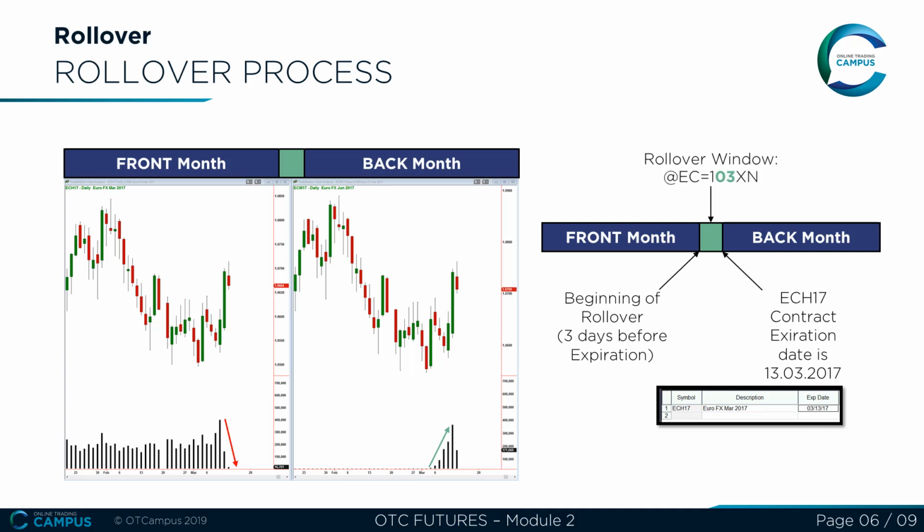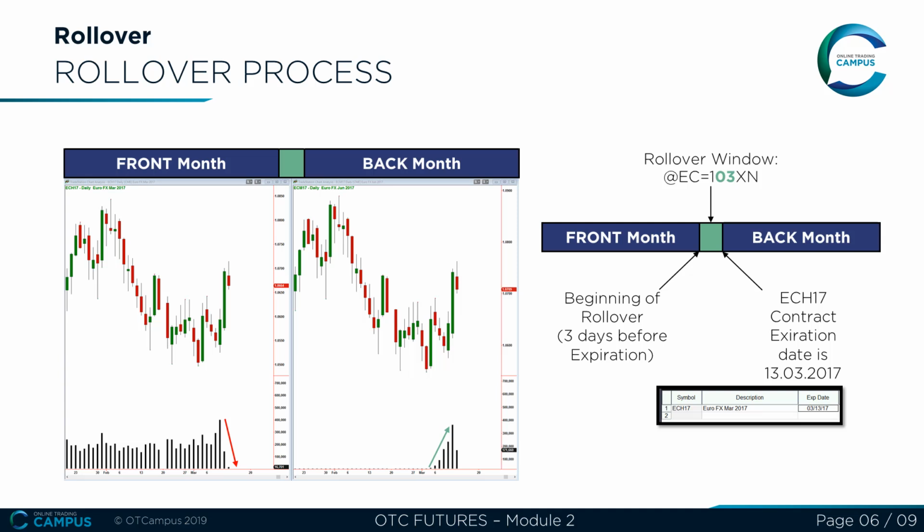So let's assume ECH17 is the front month. It's the Euro March contract. You can see that the volume drops significantly 3 days before expiration. How do you know that rollover starts approximately 3 days before contract expiration? On the unadjusted continuous chart, right?